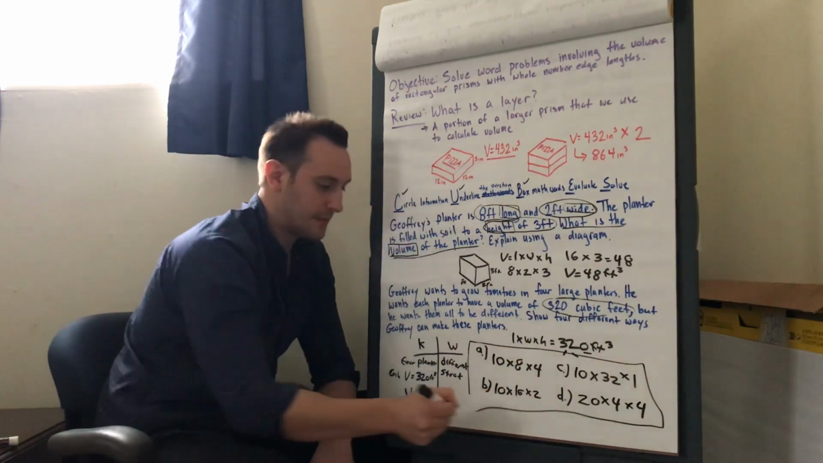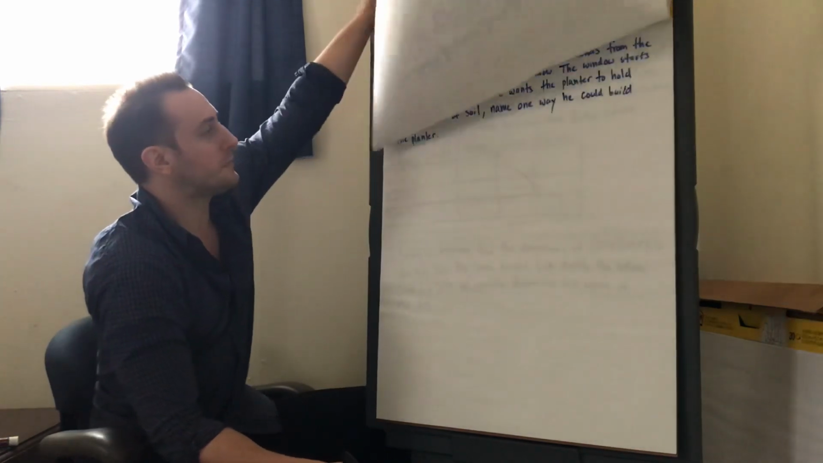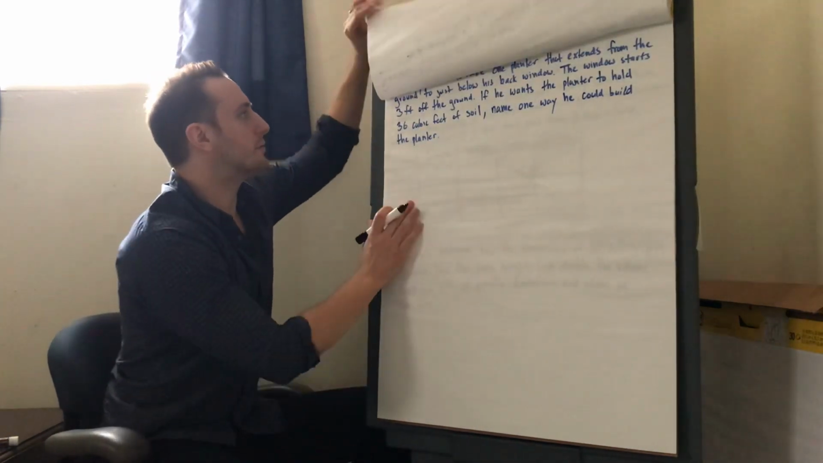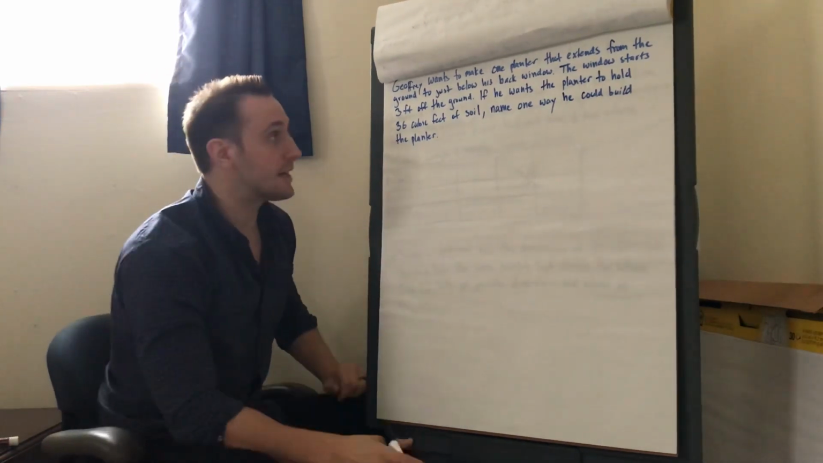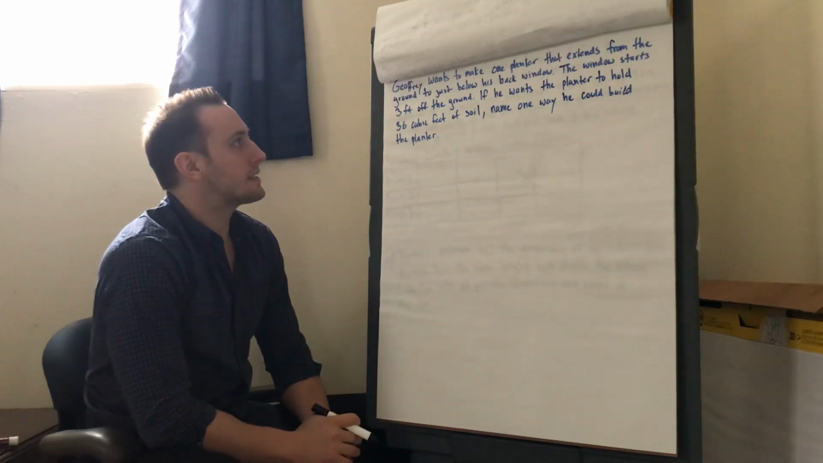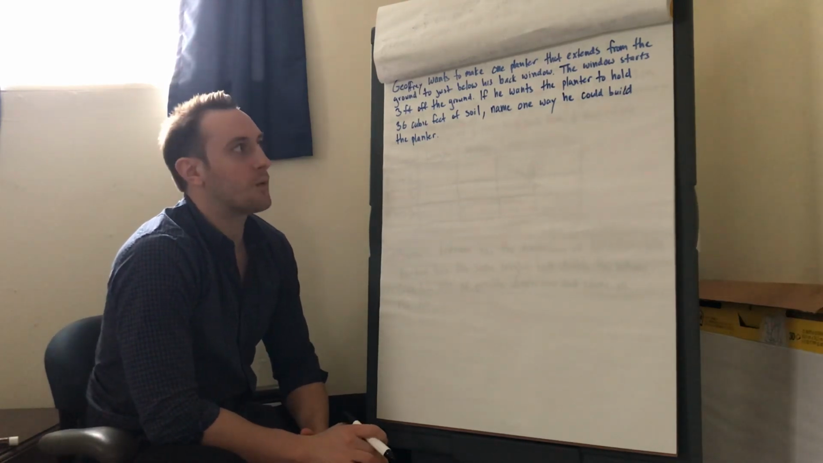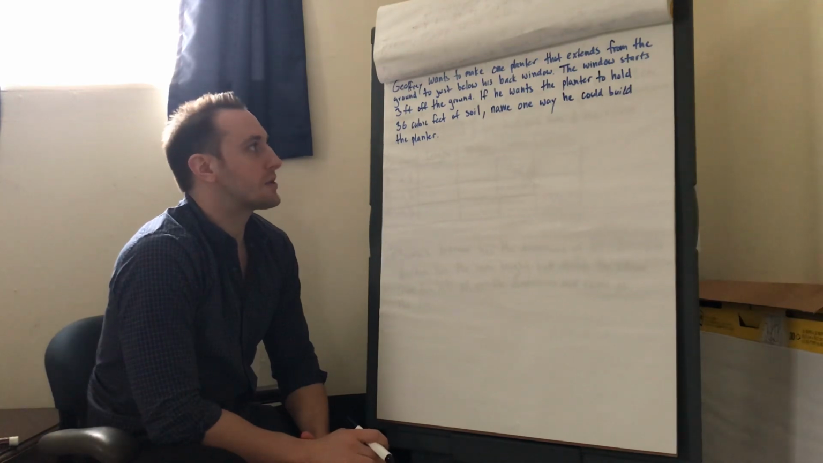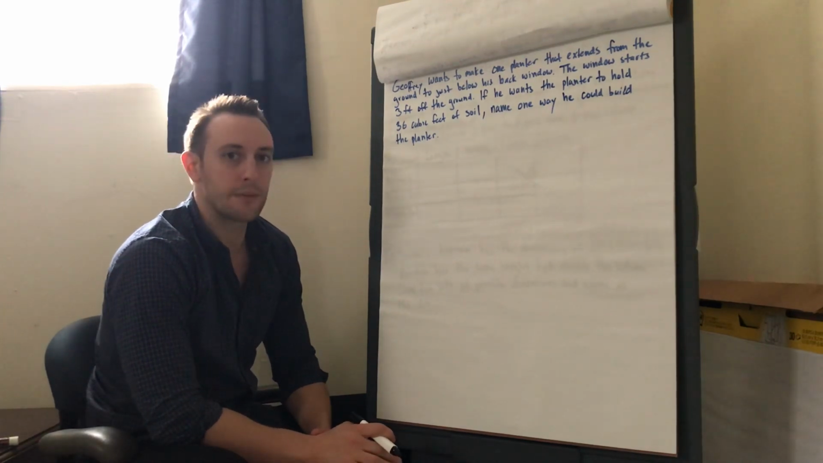Okay? There's one last problem we're going to go over now, before we get to the homework and your problem set. Jeffrey wants to make one planter that extends from the ground to just below his back window. The window starts 3 feet off the ground. If he wants the planter to hold 36 cubic feet of soil, name one way he could build the planter.